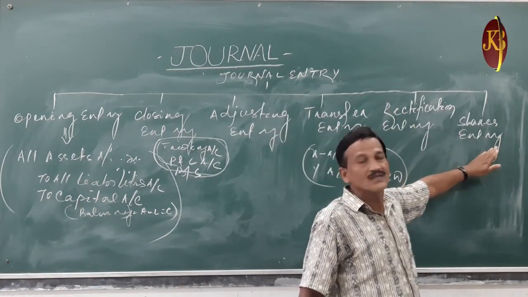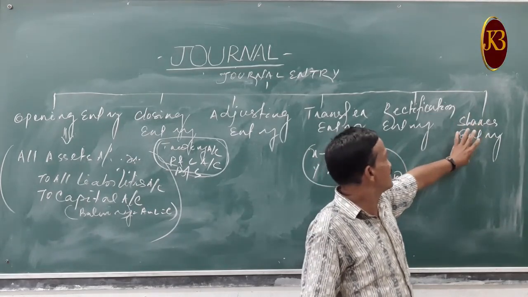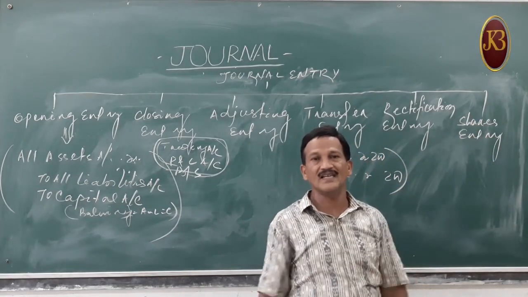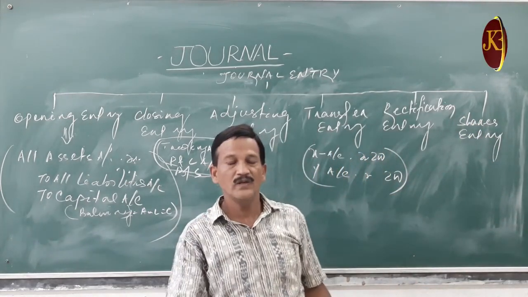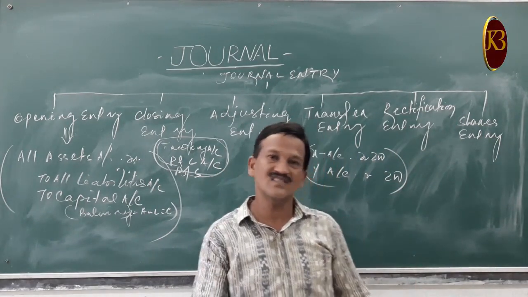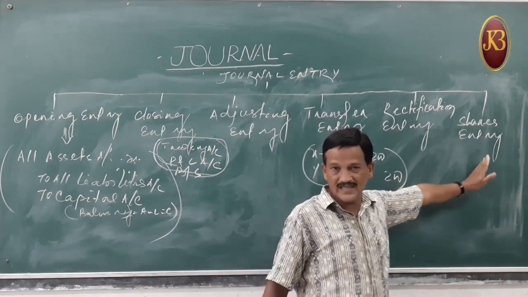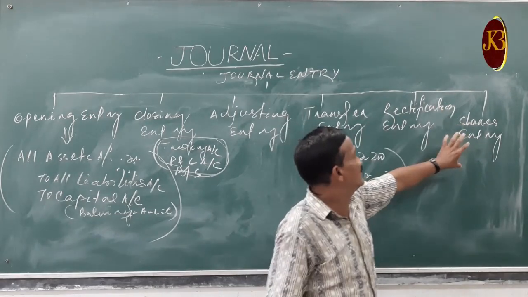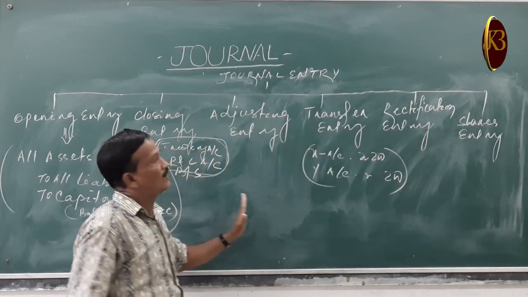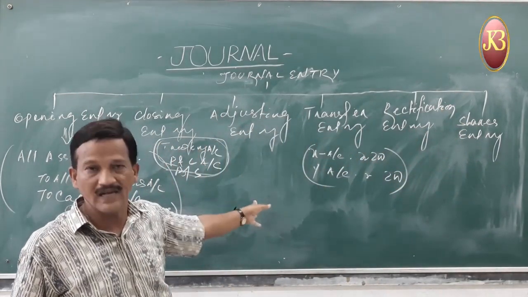And the last is your share entries. Share entries means for the issue of shares, for recording the transaction, we make a separate entry, called the shares transaction or the shares entry. So these are the various types of classification of journal entries.